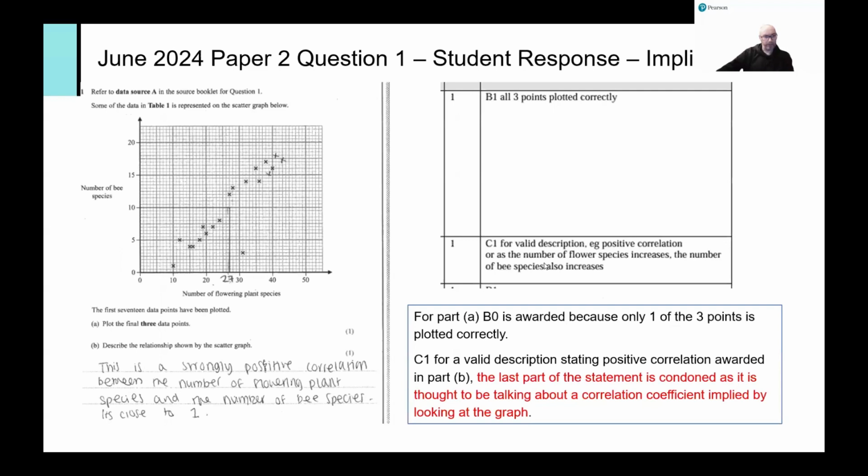So, his response. They've only actually plotted one of the 3 points correctly, so they do not get the first mark. They do, though, get C1 for a valid description stating positive correlation for part B. The last part of the statement is condoned as it is thought to be talking about the correlation coefficient. It mentions close to 1 here. So obviously that's something they all do as well in the exam, so they've used their knowledge of that to answer that. So that was allowed.